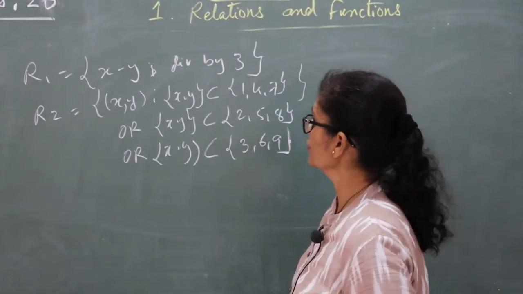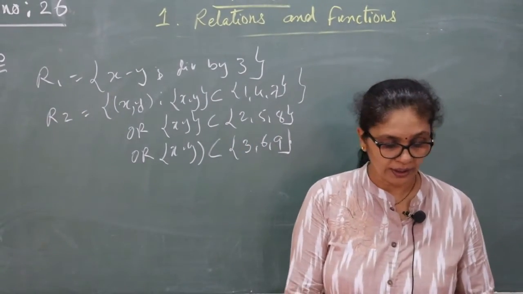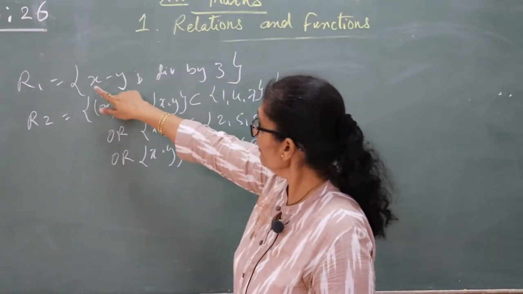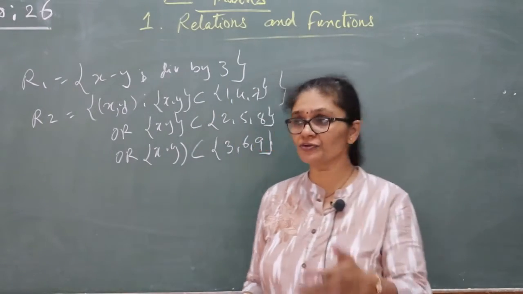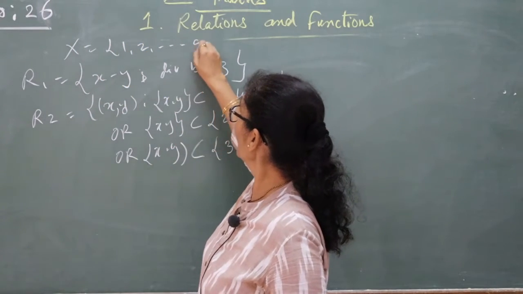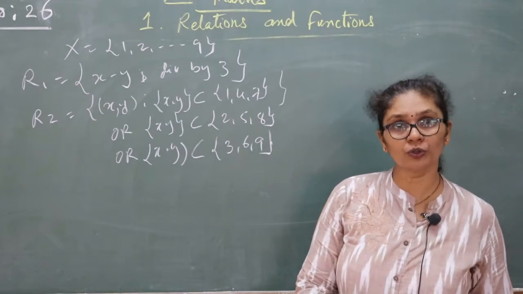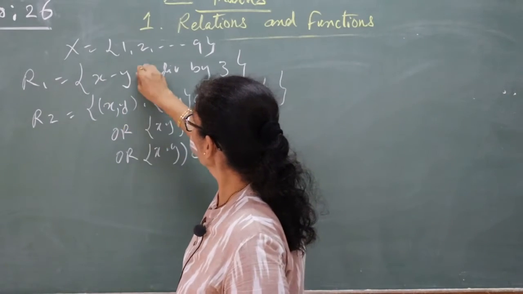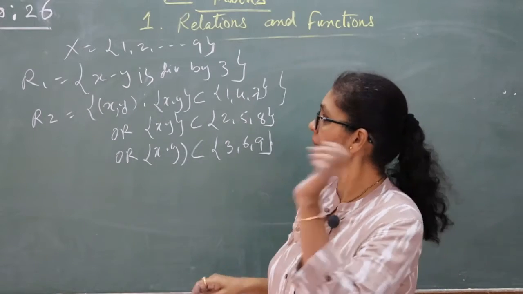Now what is your question? The question is whether R1 and R2 are the same. Here there is nothing to prove; you just have to show that x minus y is divisible by 3. So which type of numbers do you have to choose? Because x is mentioned from 1 to 9, you have to choose your number between 1 and 9 in such a way that its difference should be divisible by 3. Okay, let's take the multiples of 3.